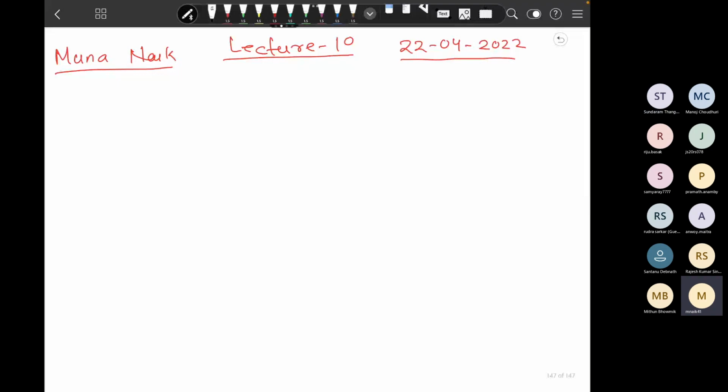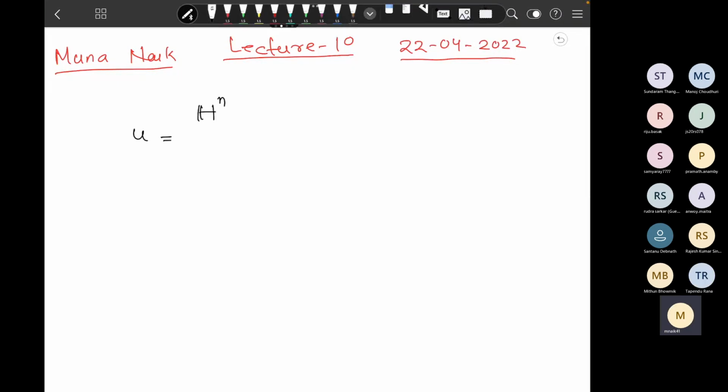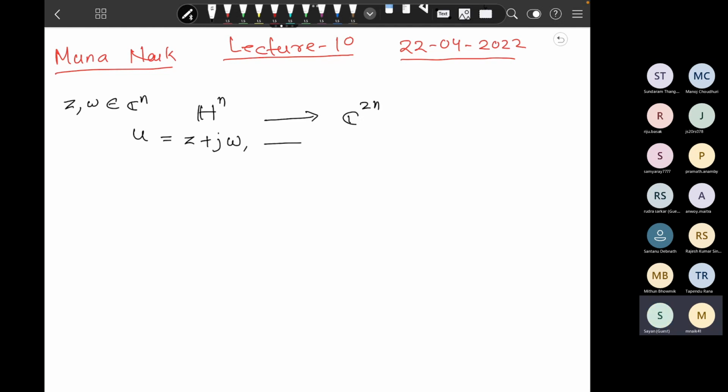Okay, so welcome back to lecture 10 on the Riemannian symmetric space. Last lecture we have seen that if you take any element U belonging to Hn, then it can be written as U is equal to Z plus jW, where Z and W belong to Cn. By that you can identify this Hn with C2n by the map Z plus jW into (Z, W).